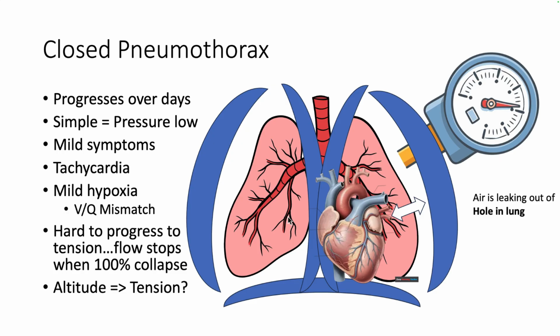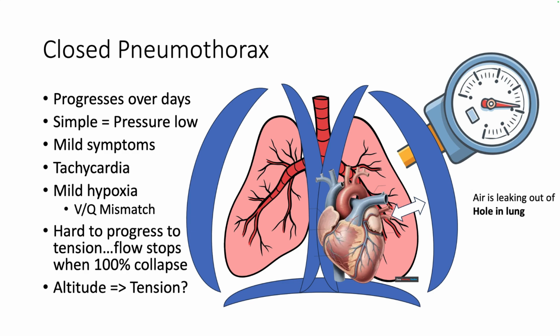These progress over days. It is simple, so the pressure inside here is low. It is either negative or 0. The patient will have very mild symptoms. They'll feel a little short of breath. Maybe they have dyspnea on exertion. If you look at their vital signs, their heart rate's going to be higher than their baseline, which if you have someone who's like an extreme athlete, they might still be in the normal range, but just running higher than what their normal would be. They may have some mild hypoxia. This is from VQ mismatch, ventilation perfusion mismatch. Because that collapsed lung can't exchange any air, the blood flowing through it's going to pass through, and it's going to still be the same oxygen status as venous blood.